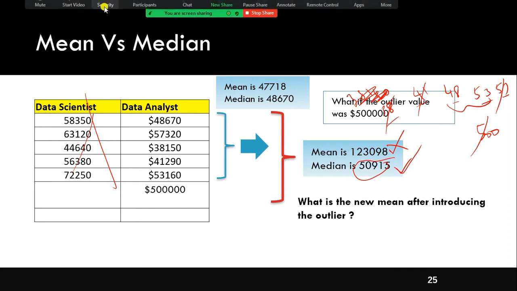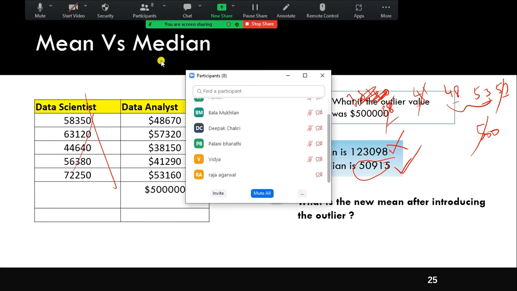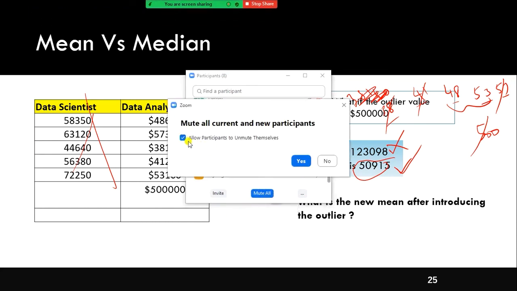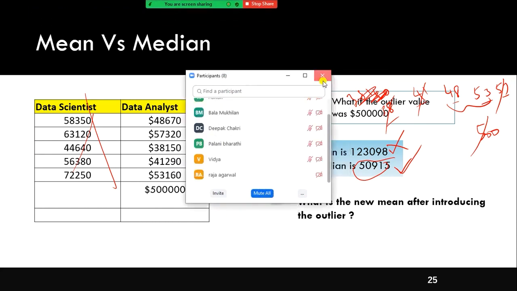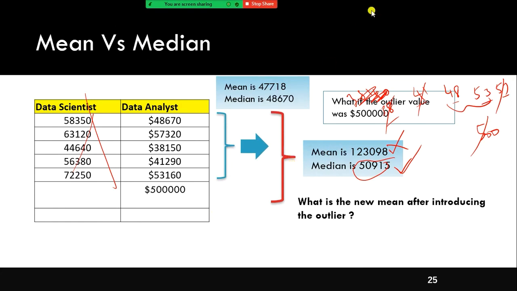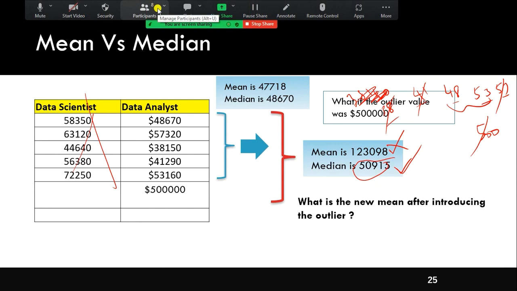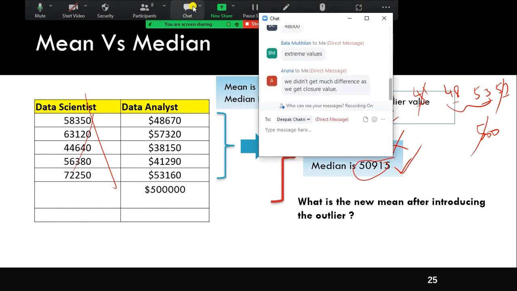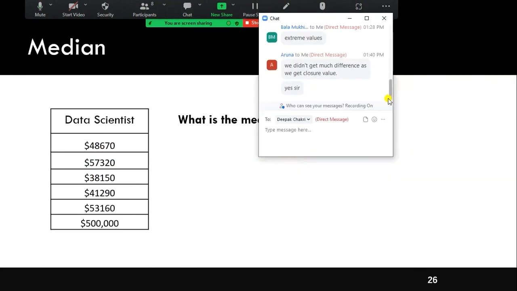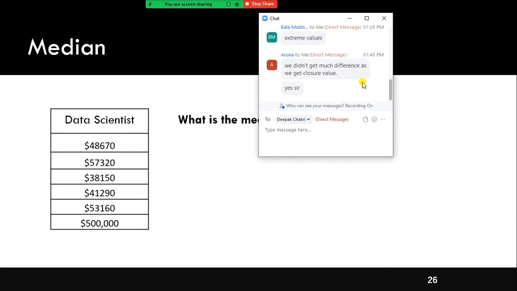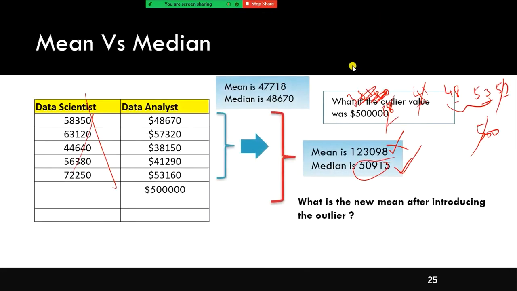Any questions so far? I'm going to unmute you all. Whatever I covered as of now, are you able to follow me? That is very much important. It's a pretty simple one, right? I did not discuss too much. Very basic things only I covered. Are you able to grasp it? Yeah, she says yes, sir. Aruna was able to grasp.